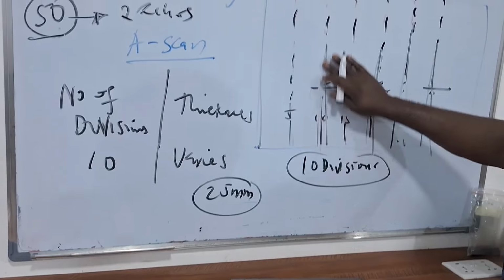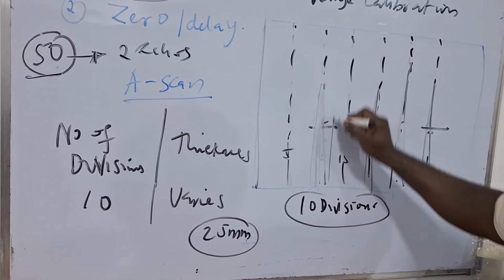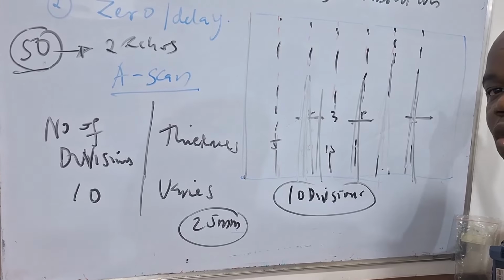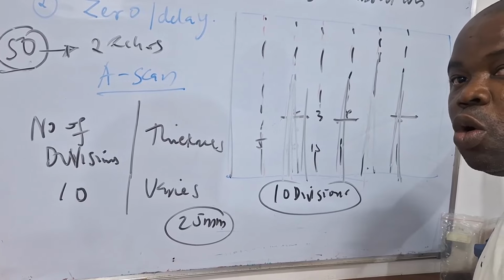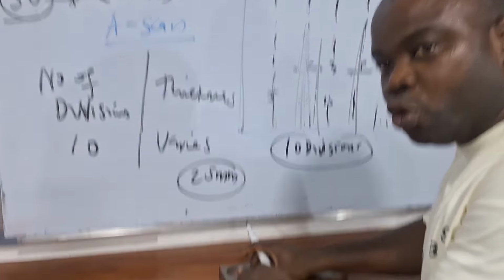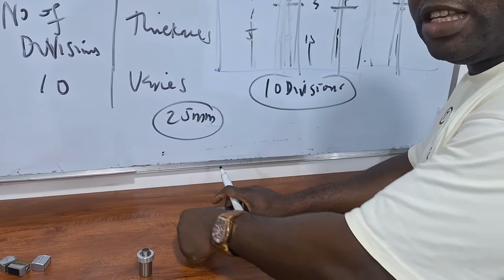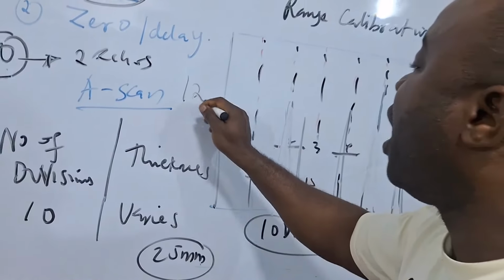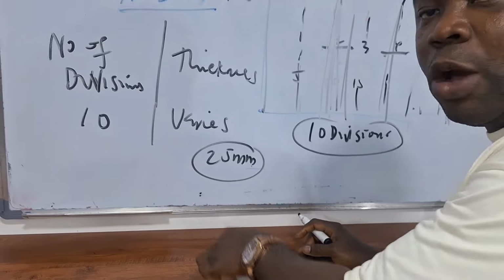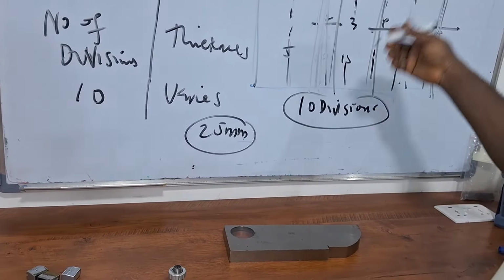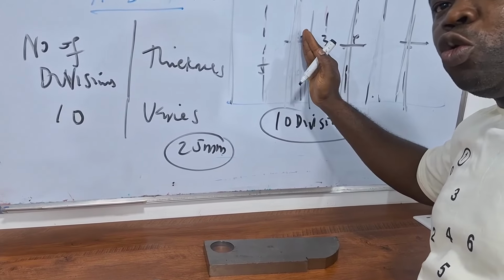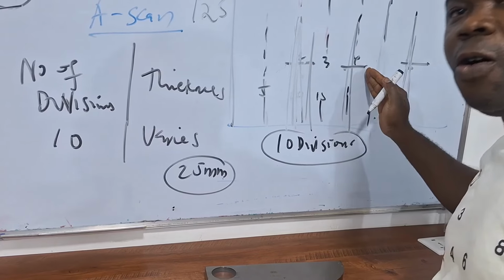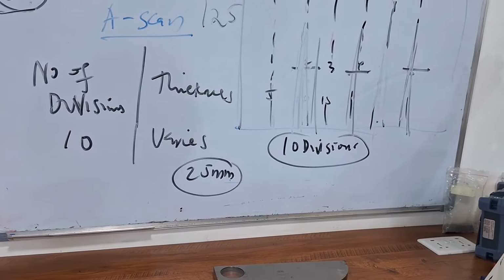So one is going to be at 25. The next one is going to be at 50, and it goes on and on until we get to 100. So we are going to get 4 echoes if we are using this, if it is 25 mm. If I use a range of 125, it means I'm going to get 5 echoes. One is going to be at 2, which is 25. The next one is going to be at 4, which is 50, and it goes on and on and on.